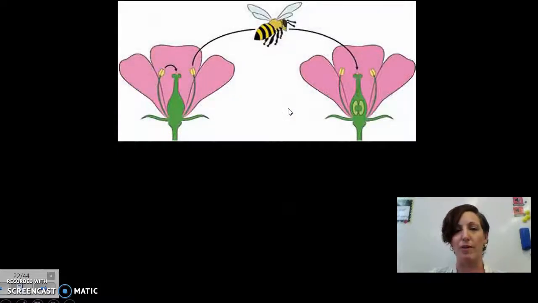So let's have a look. Here we've got 2 flowers, and they're being pollinated by a bee. So we can see that the bee visited this flower, collected some pollen, and then flew to the next flower to feed on the nectar and left a bit of pollen stuck to the stigma.